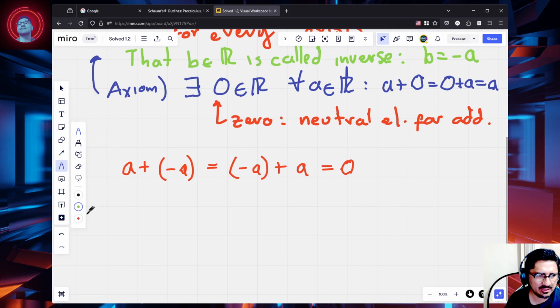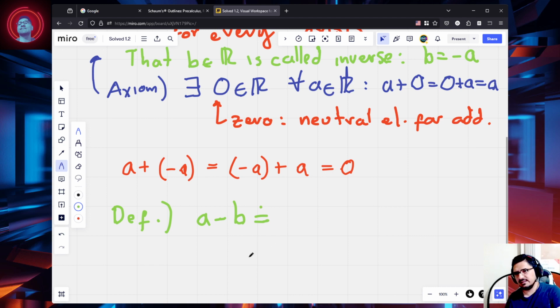So by definition, when we want to define a subtraction, what is a subtraction? By definition, let me use this symbol, an equal sign with a dot. This is just notation to say that we want to add a with the inverse of b. Whatever it means, that is just a definition.